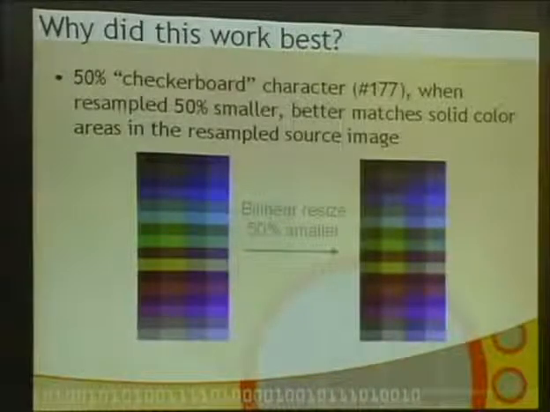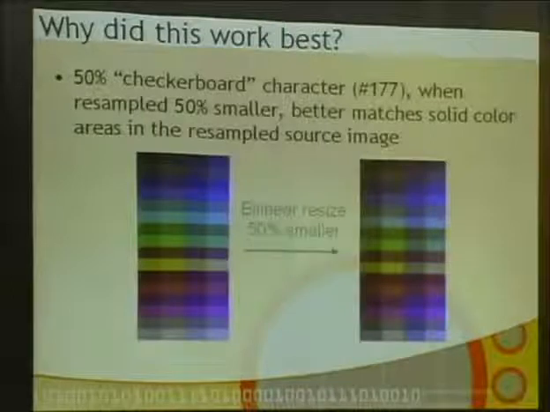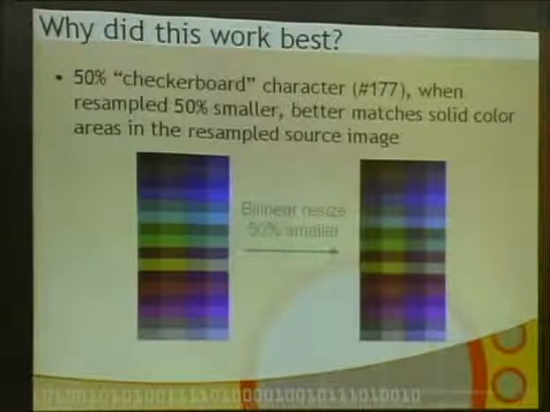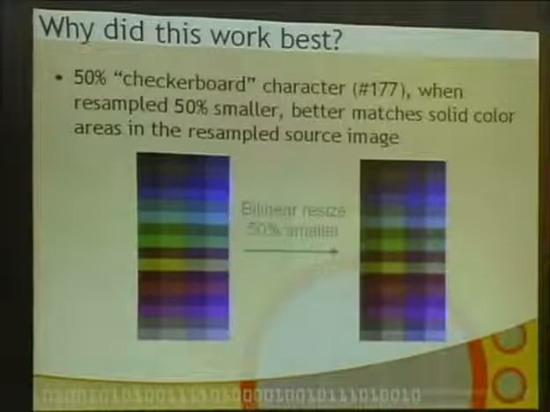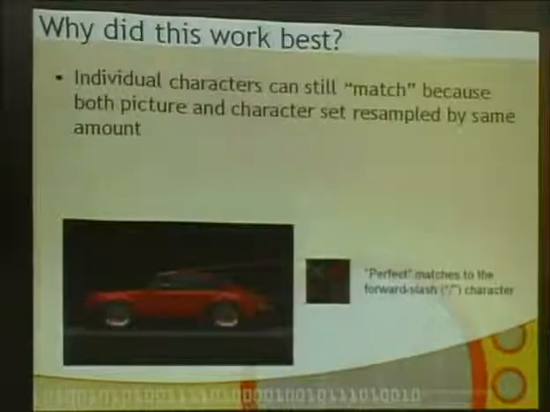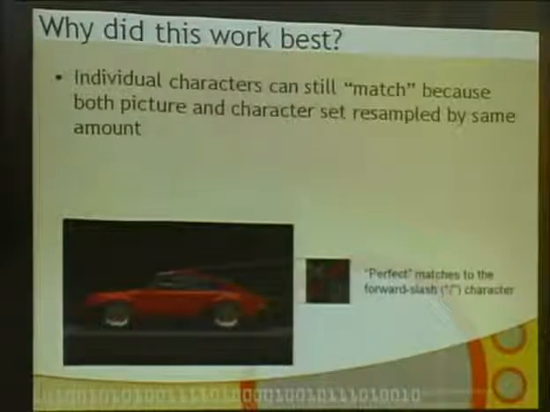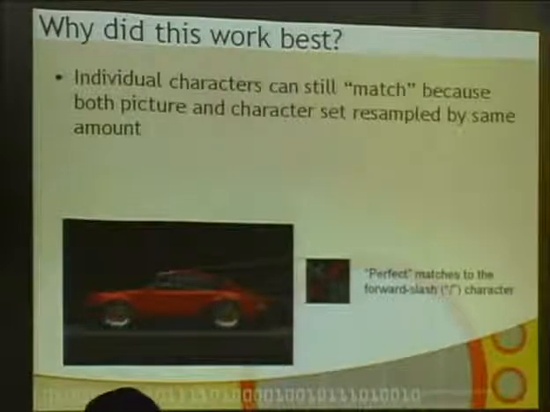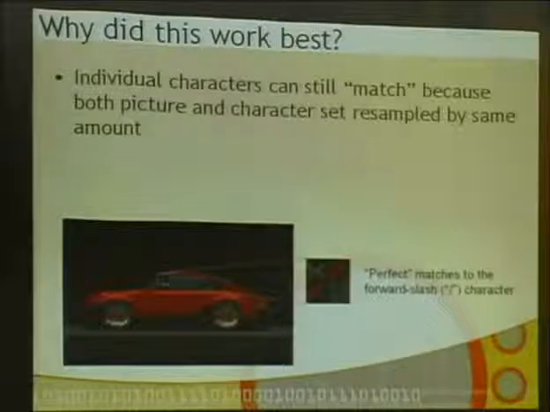So why did this third process work best? Mainly because the checkerboard character, when you also resize it down bilinearly, 50%, the pixels blend together. And those blended pixels become solid colors, and they match better with solid areas in the source bitmap. And because the characters are resized at the same ratio as the bitmap that they're being compared to, you can still get these perfect matches, which preserves detail.